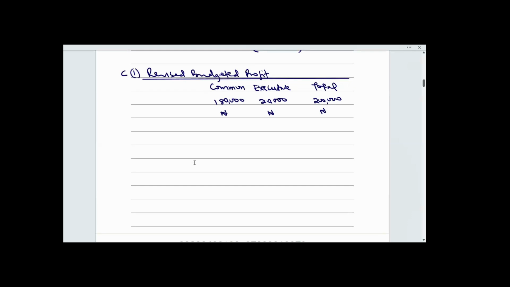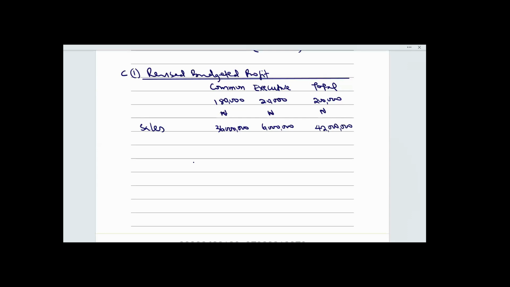Okay, so selling price of common is 200. 200 multiplied by 180,000 will give you 36 million. Selling price of executive is 300. 300 multiplied by 20,000 will give you 6 million. When you add it up, that will be 42 million for the company as a whole.